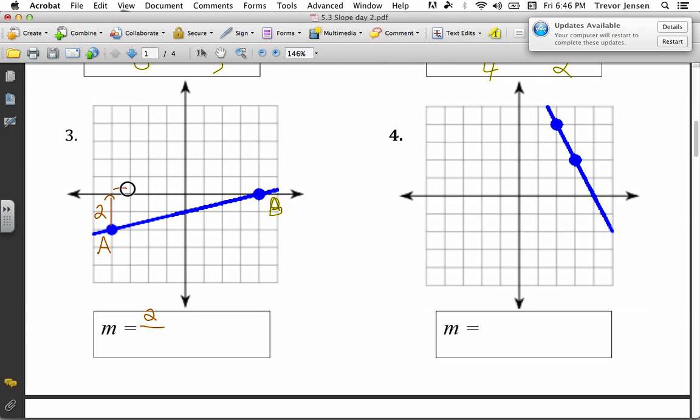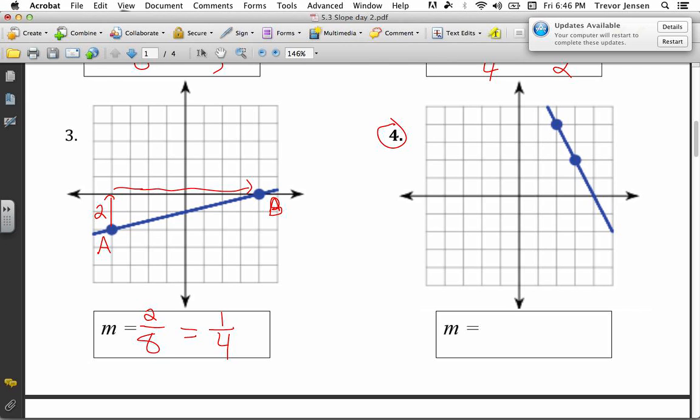The run is the horizontal distance between 2 points. 1, 2, 3, 4, 5, 6, 7, 8. So I have to go 8 units to the right to get from A to B. So that means my run is 8 because going to the right is a positive value. 2/8 put into lowest terms is 1/4 because 2 goes into 2 once, goes into 8 4 times. So my slope is 1 over 4. And good, it's a positive slope. I knew it would be positive because my line goes up to the right. For number 4, the line goes down to the right, so I know it's going to have a negative slope.